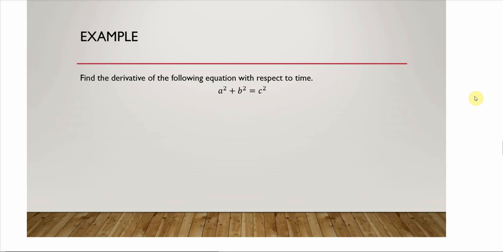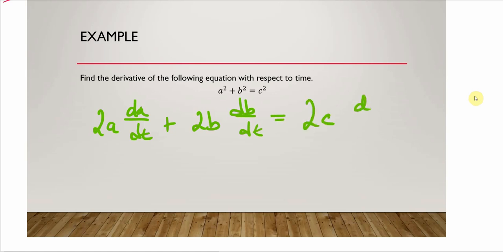This is one of the most important ones that you're ever going to see on related rates. It's probably something that most of the professors like to include on their exams. So let's take the derivative of this with respect to time, and you're going to say, well, the derivative of a squared is going to be 2a dA/dt, plus the derivative of b squared is going to be 2b dB/dt, and the derivative of c squared is going to be 2c dC/dt. Okay?